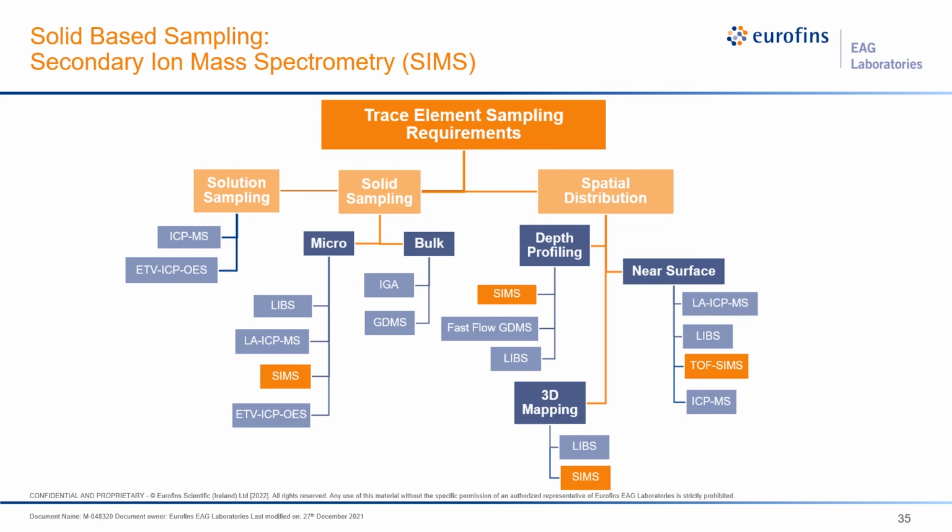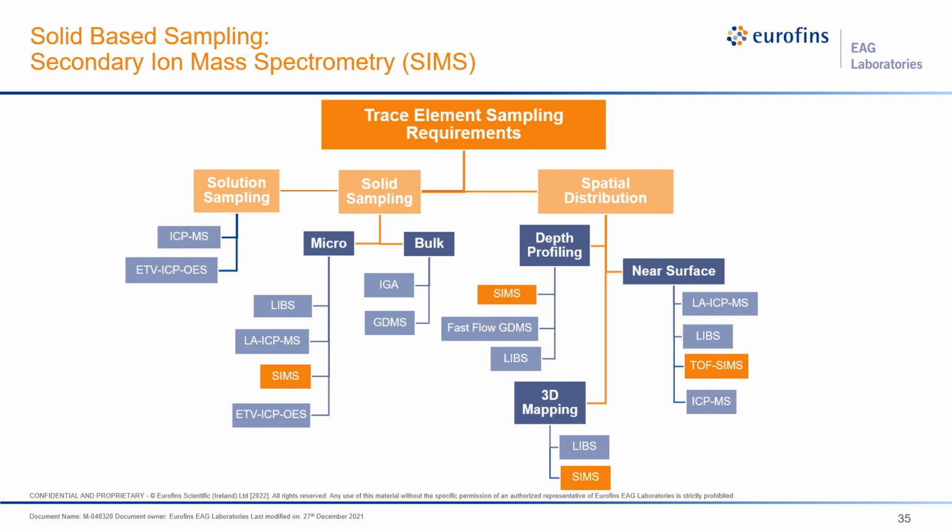Our next technique is, again, another versatile technique. It's a solid sampling technique called secondary ion mass spectrometry, or SIMS. It's considered a microsampling technique, but provides depth profiling, 3D mapping, and near surface analysis. EAG is very proud that we are the industry standard for SIMS analysis, and we have the largest range of SIMS instruments worldwide, more than 40.